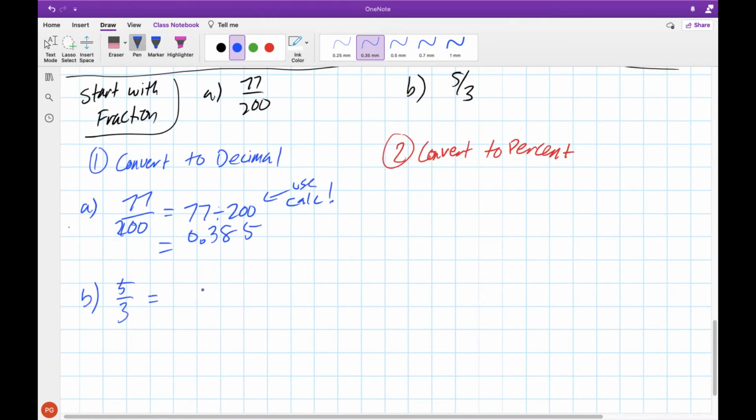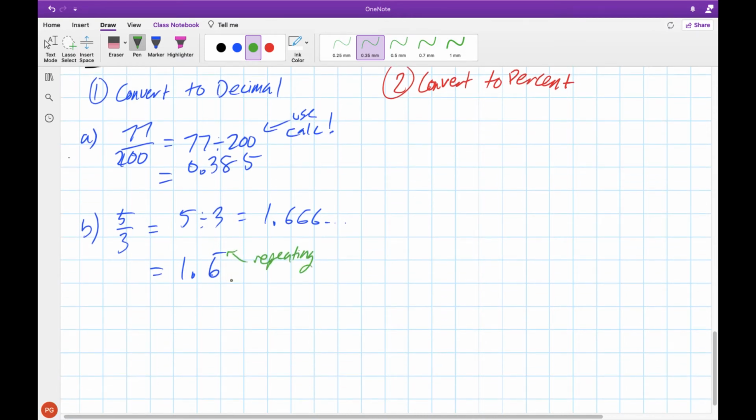Same thing for 5 over 3. We do 5 divided by 3, 1.666... Or we can write this, anytime we have a repeating decimal, as 1.6 with a little bar over top, and this bar means repeating. So it just means that this 6 keeps repeating.